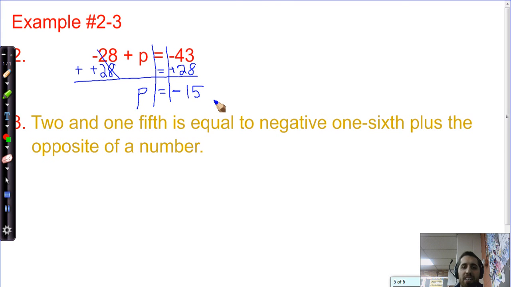So we subtracted the values, but we knew the answer was going to be negative because we had more negatives than positives.